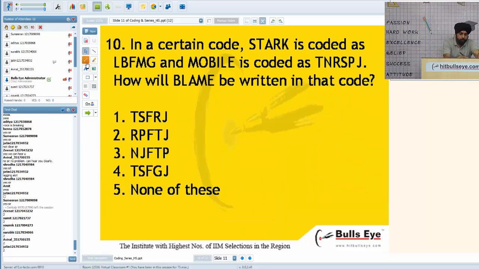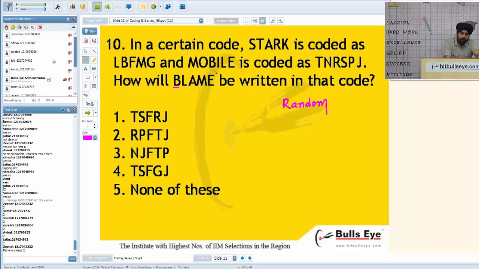So students, the coding which has been done over here is nothing but random. All the letters that you need in the word blame are already covered in mobile. So just take the corresponding code for the letter B. B's code is R. So that means if any out of those is answer, it is only the second one. L has got a code as P. A has a code as F. M has a code as T and E has a code as J.